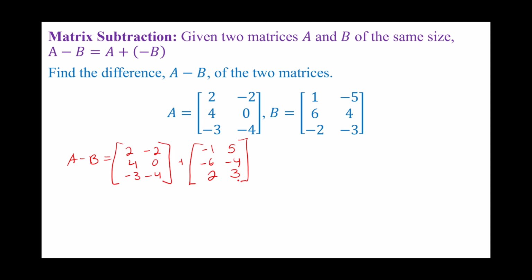So I multiplied all the entries in B by -1, if you want to think about it that way. Now I'm going to add these two together. So I've changed this to a plus by adding the negative. If I add these together, the first row, 2 plus -1 is 1, -2 plus 5 is 3. Second row, 4 plus -6 is -2, 0 plus -4 is -4, and third row, -3 plus 2 is -1, and -4 plus 3 is -1. So I have subtracted these two matrices. I found the difference.